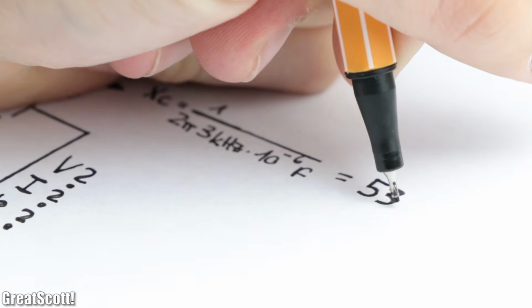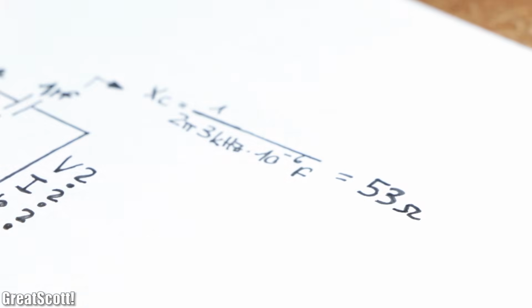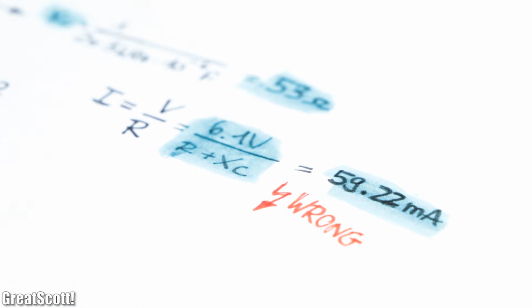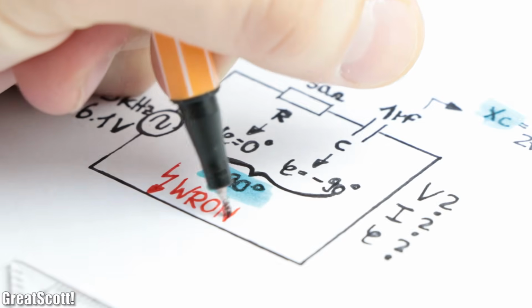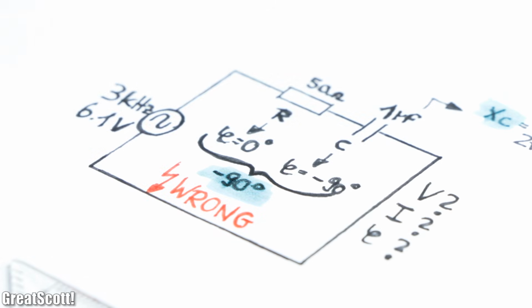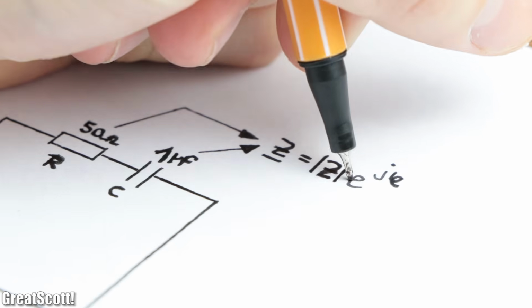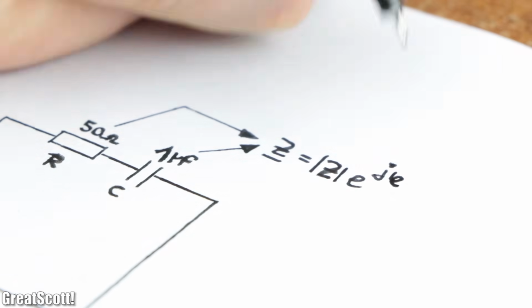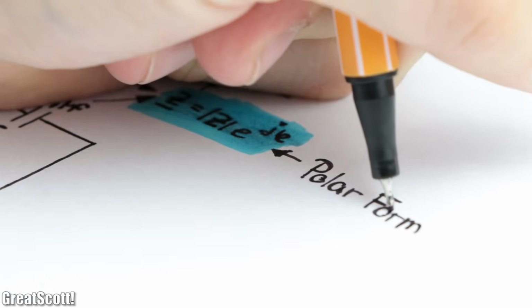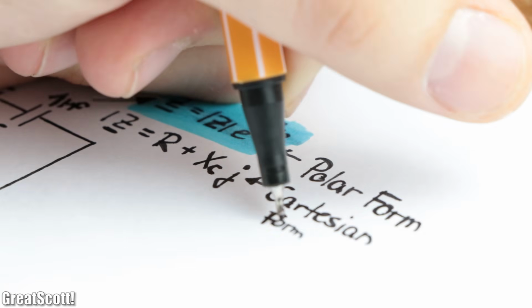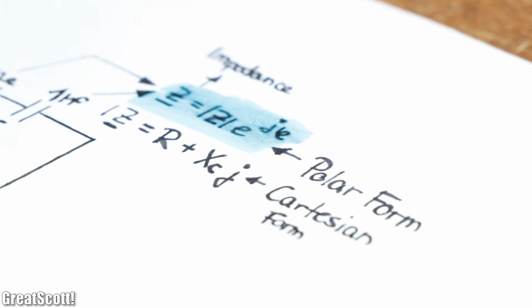Simply adding the ohmic resistance to the capacitive reactance and calculating with that would only deliver wrong values. And thinking the phase angle would stay at 90 degrees is also incorrect. The solution is to turn both values into a complex impedance and calculate with that. This one is the polar form of the impedance, but also important for calculations is the Cartesian form.